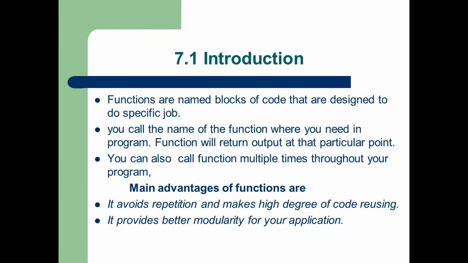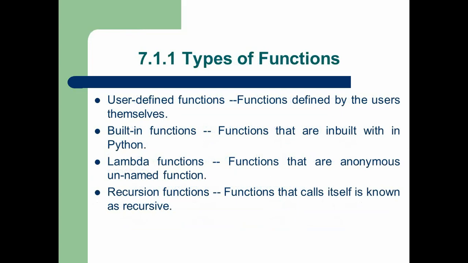Named functions are classified into four types: user defined function, which is created by the user themselves; built-in function, which is already created and stored in Python; lambda function, which is also called an anonymous function, meaning a function without a name; and recursion function, a function created by the user which calls itself. A function that calls itself is called a recursion function. In this chapter, we are going to discuss these four types of function.